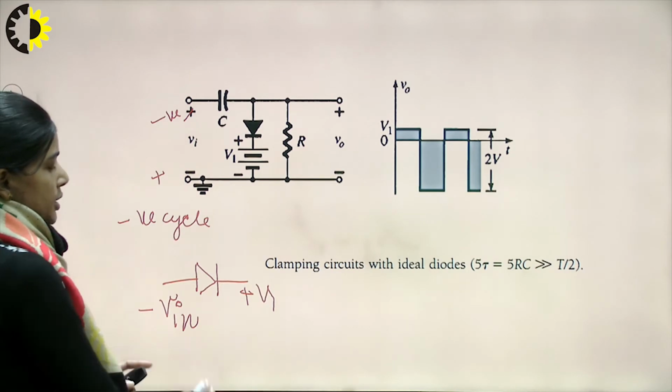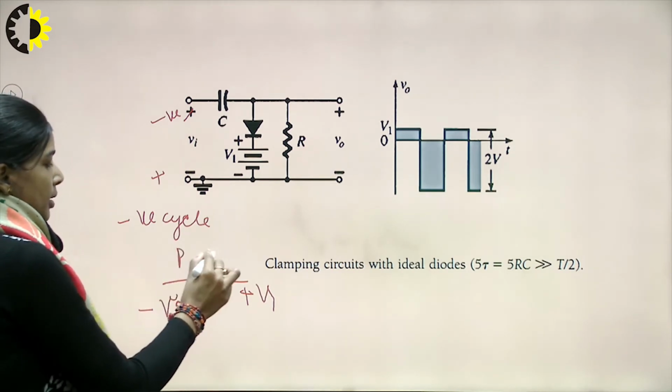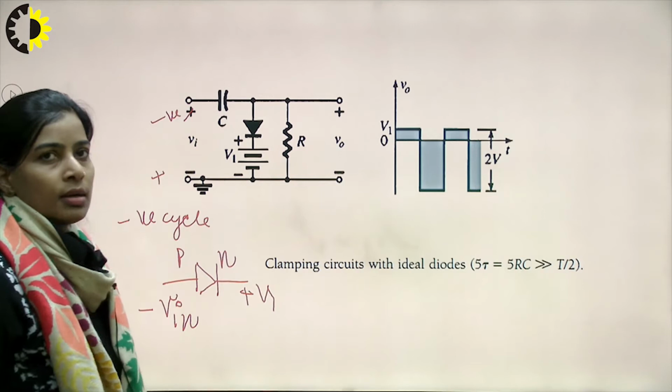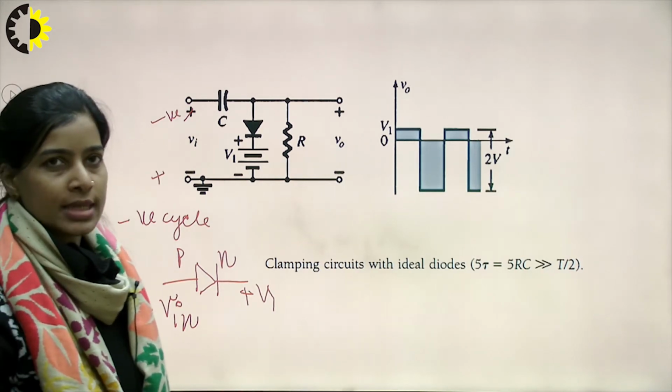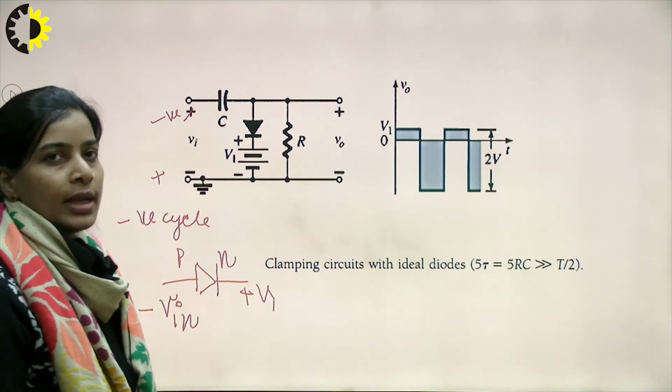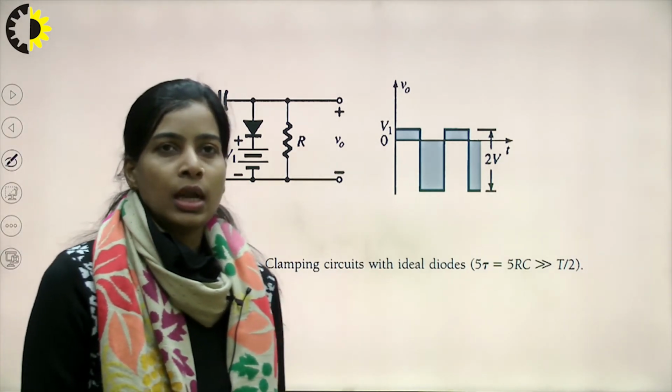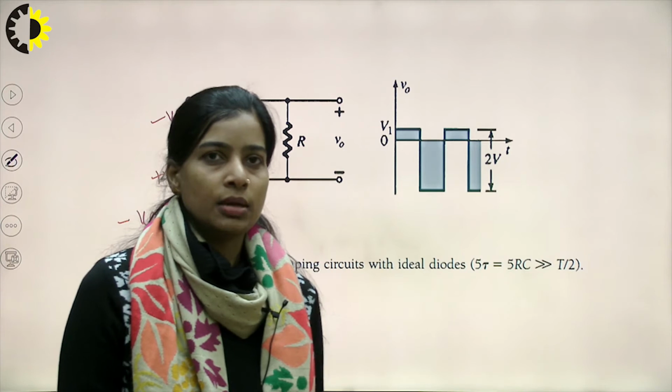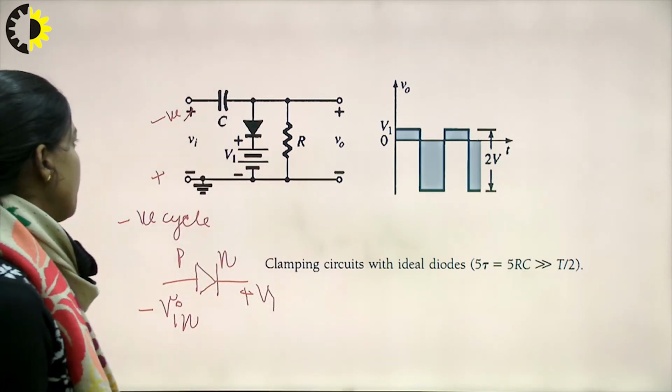So, in this duration the diode will be off for the complete negative cycle. So, for the complete negative cycle we will get the output. Now, the point is, what will be the magnitude of the output?